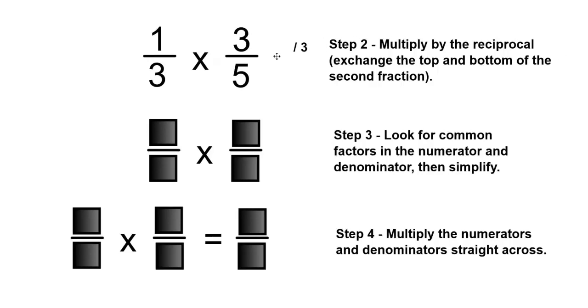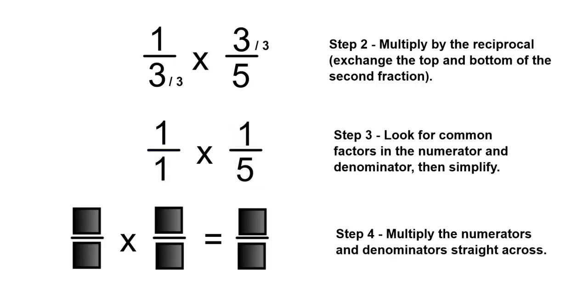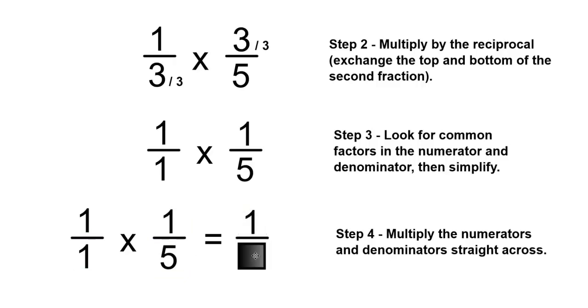A common factor is 3, so we can divide the numerator by 3 and the denominator by 3. The 1 and the 5 will stay the same. 3 divided by 3 is equal to 1, both in the numerator and the denominator. And step 4, multiply the numerators and denominators straight across. 1 times 1 is equal to 1, and 1 times 5 is equal to 5. So your answer will be 1 over 5.